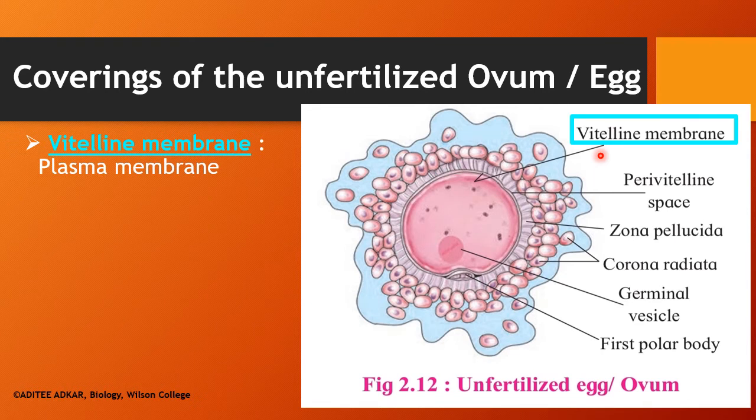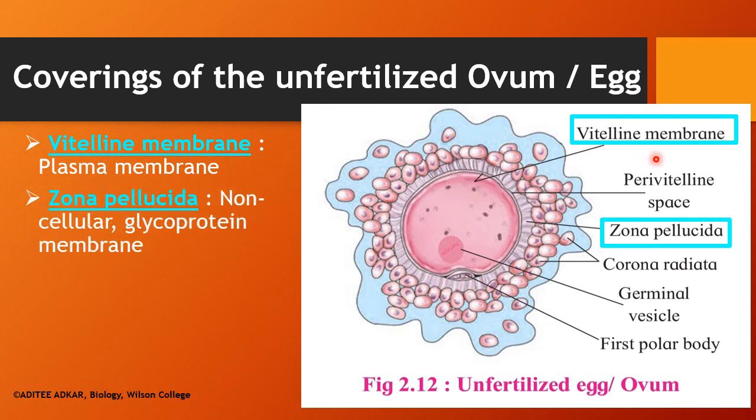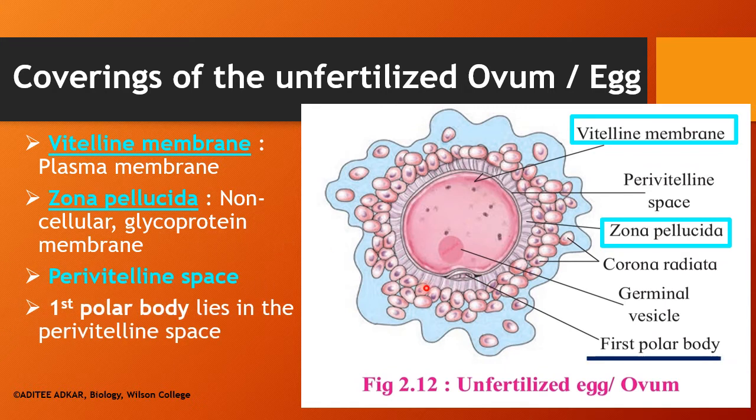Let us now understand what are the different coverings of the ovum or the secondary oocyte. The plasma membrane or the cell membrane of the ovum is known as the vitelline membrane. Outside the vitelline membrane, there is another thin, transparent, non-cellular layer which is known as the zona pellucida. Zona pellucida is secreted by the vitelline membrane. Zona pellucida is made up of glycoproteins. The space between the vitelline membrane and the zona pellucida is known as the perivitelline space. And we find that the first polar body lies in this space.